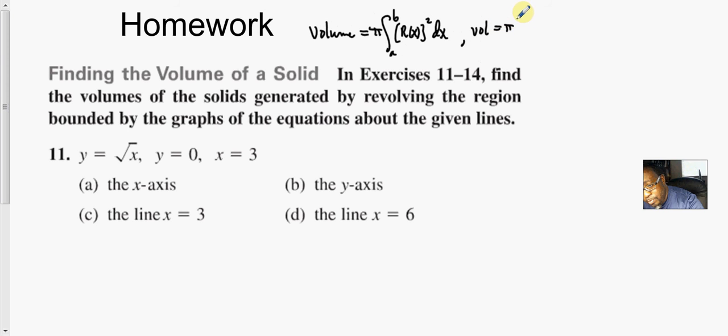the volume is pi times the integral from a to b of capital R of x squared minus little r of x squared.